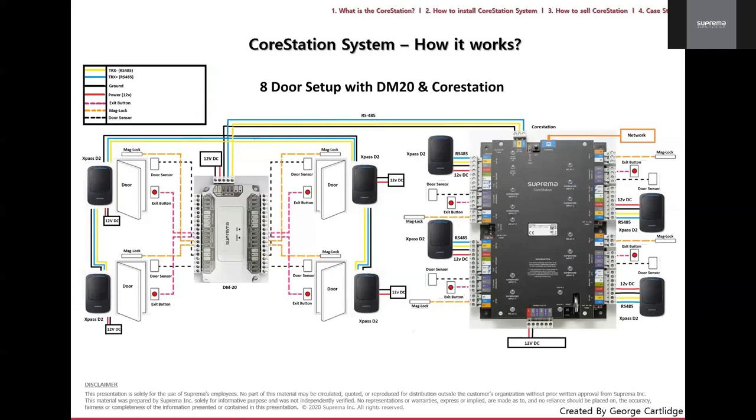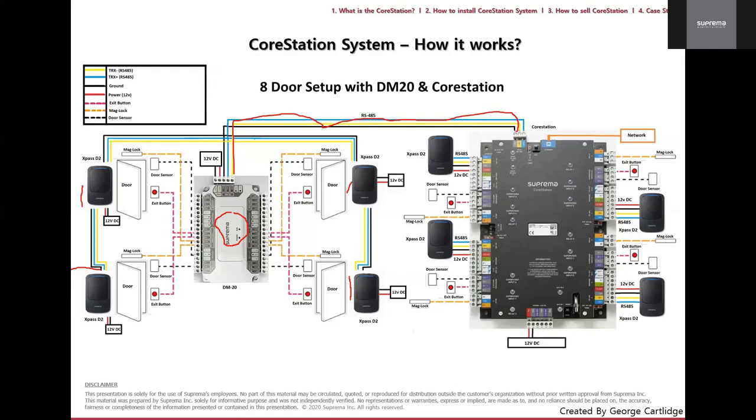All right, so I'll get the pen here so you can see. So you have 1 reader here, 1 reader here, and 1 reader there. So these are all being controlled and attached to the door extender, which is the DM20. And then also that DM20 is then controlled by RS-485, connected back to this CoreStation. And of course, the CoreStation itself also has 4 doors.